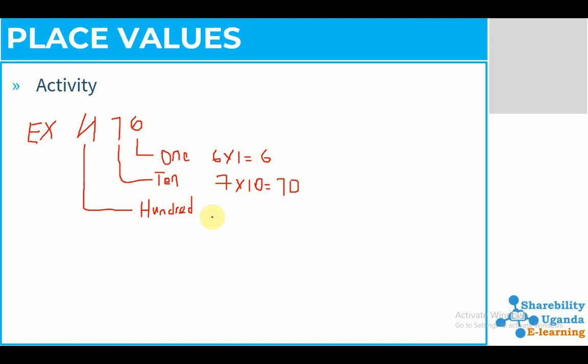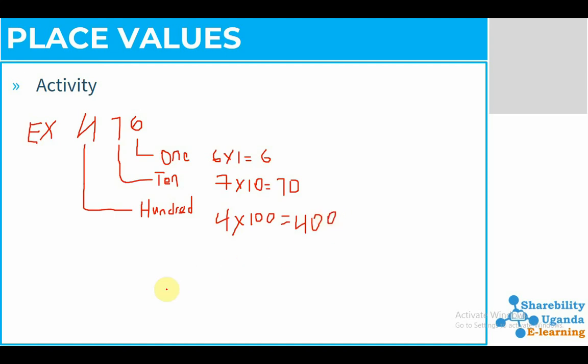Then here in hundreds we have a 4. Okay, 4 times our 100. What shall we get here? We shall be able to get 400.